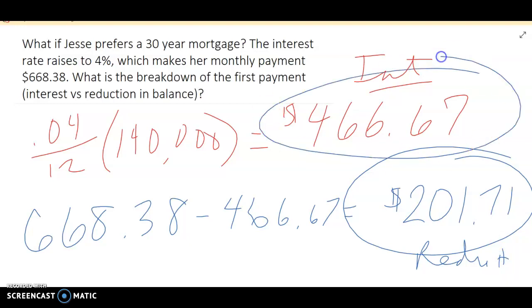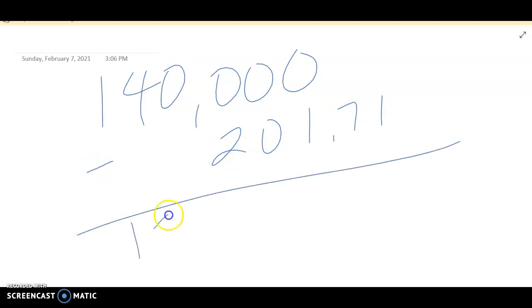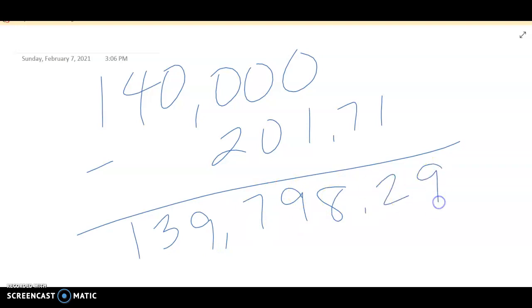So now you can see how it's way more lopsided. The interest rate is still not super high, but that 30-year mortgage, when we lengthen it out, you're going to pay way more interest on a 30-year mortgage, and it stretches it out. So again, thinking through, if Jessie borrowed $140,000 and after month one, it only reduced by $201, she's still well over $139,000, right? We're only dropping it down by $200 a month.